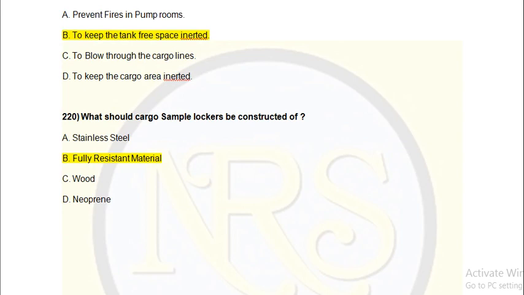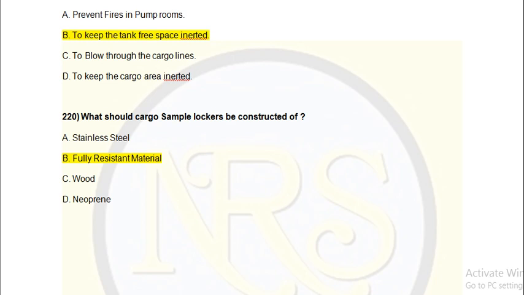Question number 220. What should cargo sample lockers be constructed of? Option A, stainless steel. Option B, fully resistant material. Option C, wood. Option D, neoprene. The correct answer for question number 220 is fully resistant material.